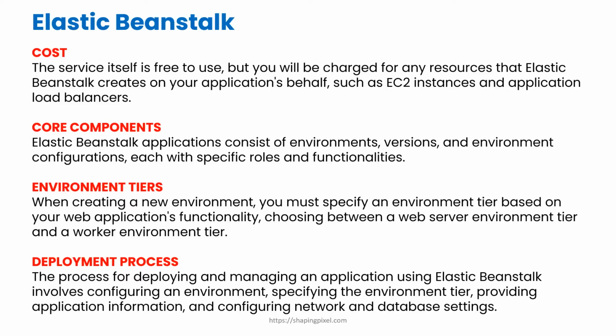An Elastic Beanstalk application consists of environments, versions, and environment configurations, each with specific roles and functionalities. When creating a new environment, you must specify an environment tier based on your web application functionality, choosing between a web server environment tier and a worker environment tier. The process for deploying and managing an application using Elastic Beanstalk involves configuring an environment, specifying the environment tier, providing application information, and configuring network and database settings.